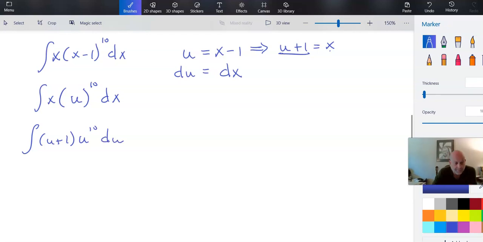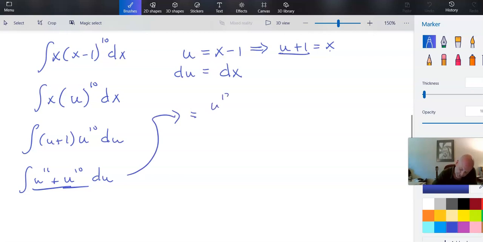Now, it might look a little funky at first, but if you distribute the u to the 10th at this point, you end up with this: u to the 11th plus u to the 10th du. And we can take integrals of both of these things pretty readily. So if I take that integral, that is equal to u to the 12th over 12 plus u to the 11th over 11 plus c.